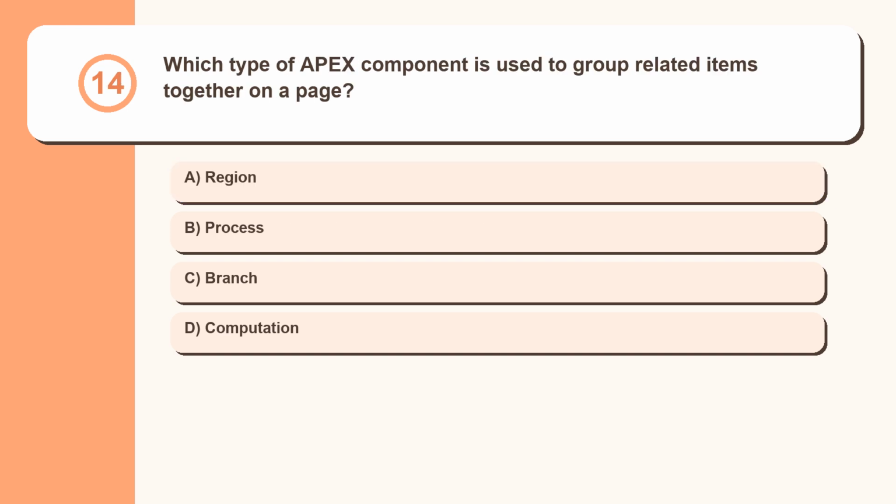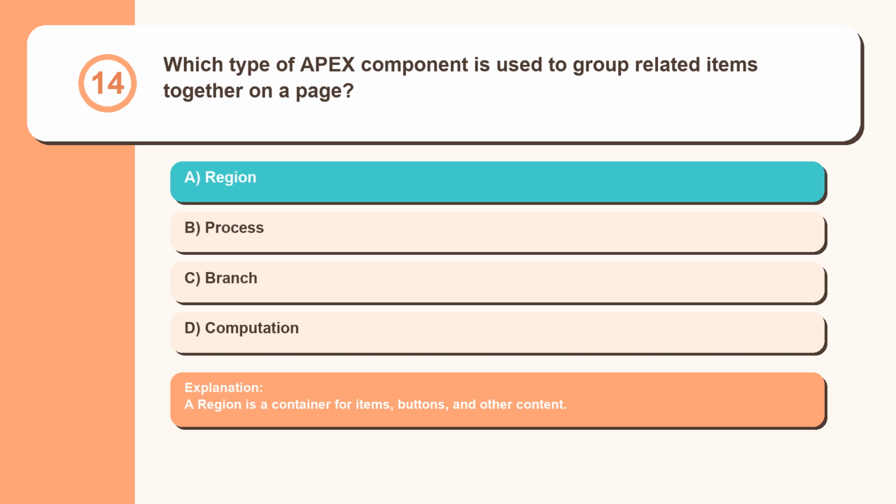Question 14. Which type of Apex component is used to group related items together on a page? Region, process, branch, computation. A region is a container for items, buttons, and other content.